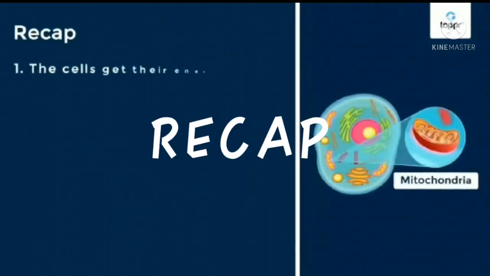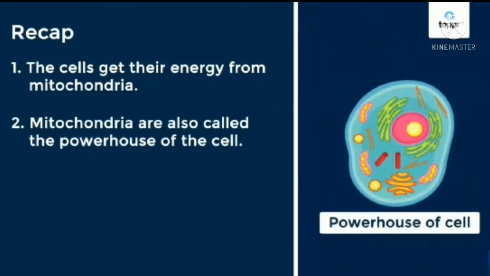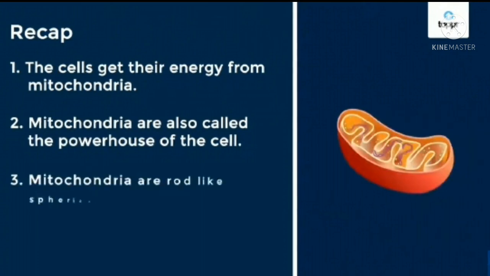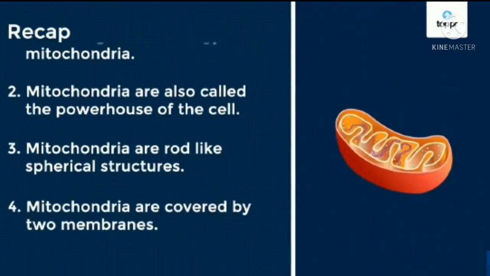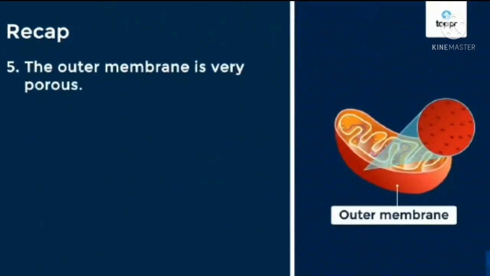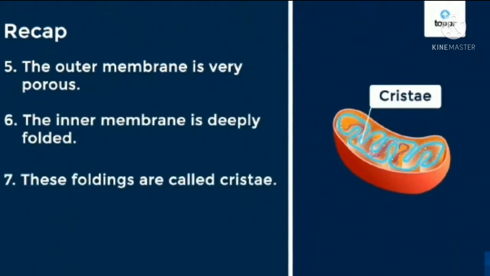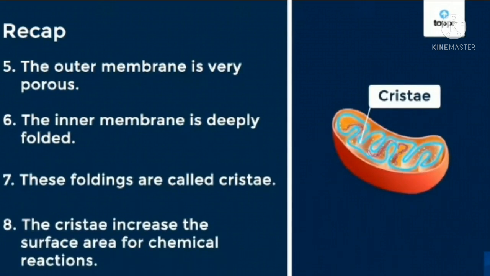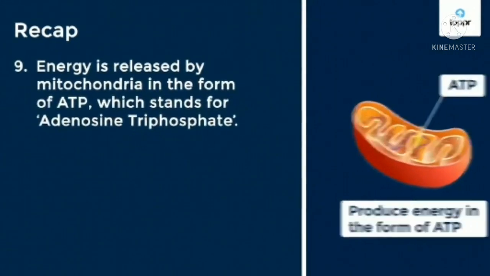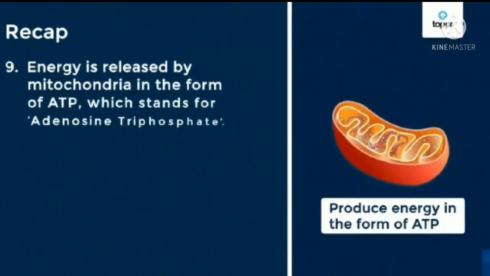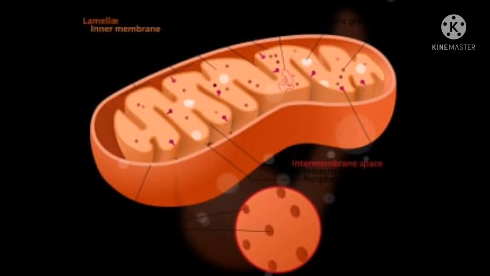So children, I am repeating about mitochondria again. The cells get their energy from mitochondria. Mitochondria are also called the powerhouse of the cell. The mitochondria are rod-like or spherical structures. Mitochondria are covered by two membranes. The outer membrane is very porous. The inner membrane is deeply folded. These foldings are called cristae. The cristae increase the surface area for chemical reactions. Energy is released by mitochondria in the form of ATP, which stands for adenosine triphosphate. These are mainly for cellular respiration.